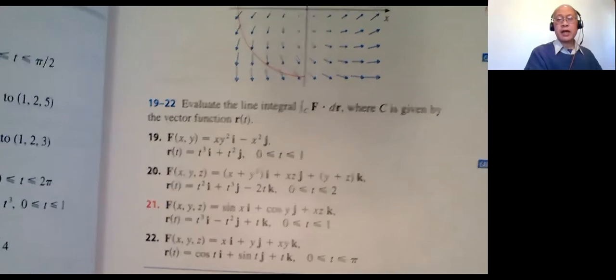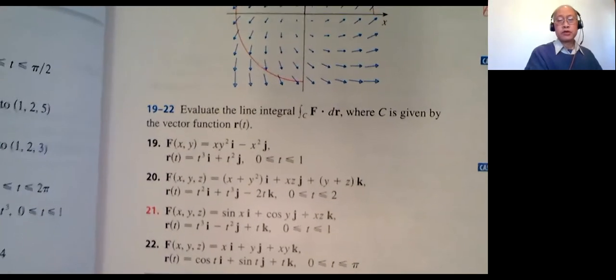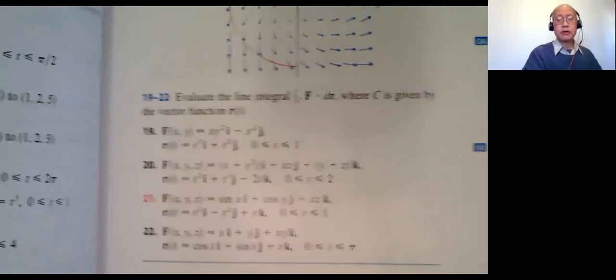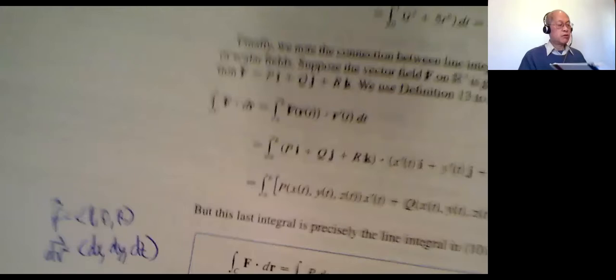All right, here we go. Okay, we only have a couple of problems left. 19 and 21. Evaluate F dot dr. Okay. We'll see that F dot dr quite a bit more later on, but that's where I use this thing.